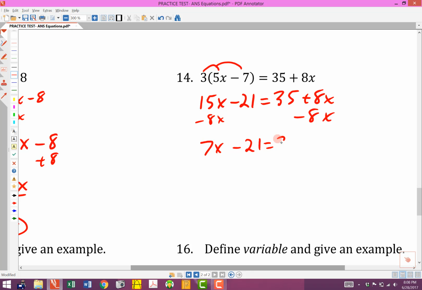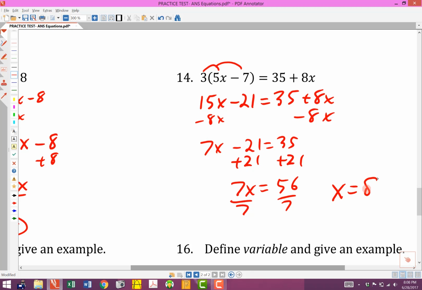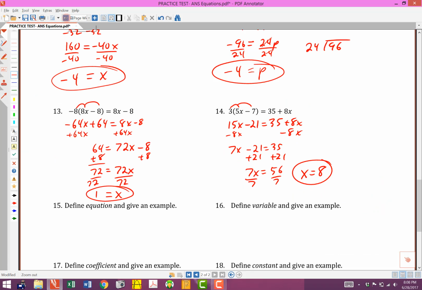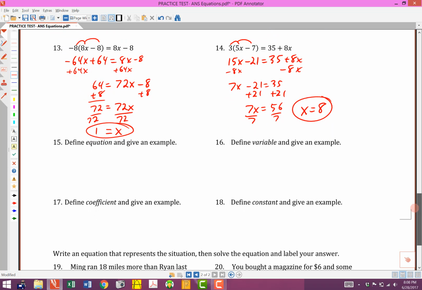7x minus 21 equals 35. We're going to have to add 21 to isolate that variable term, so we get 7x, and if we combine these we get 56. Then we're going to divide by 7 to undo the multiplication, so we get x equals 8. Okay, now I'm going to shrink this back down just a little bit so that we can take a look at the next couple of examples.